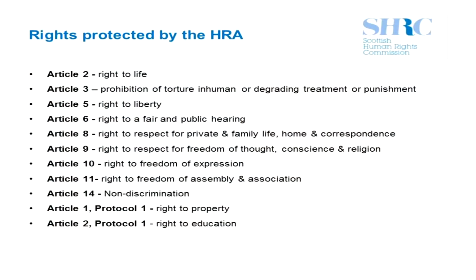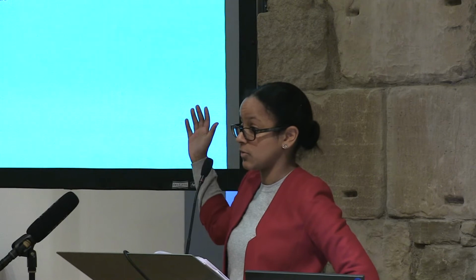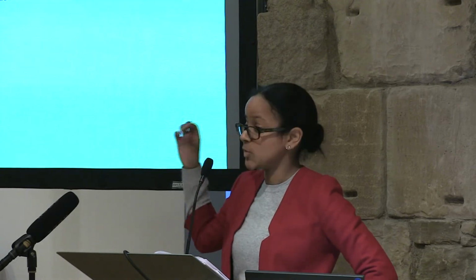These are some of the rights that are protected by the Human Rights Act. So the Human Rights Act puts the European Convention directly into our legal system, which means that you can rely on the rights that are in the European Convention. And it contains some of the rights that you're probably most familiar with. So there is, for example, Article 2, which is about the right to life. There's the right to a fair hearing, the right to freedom of expression.